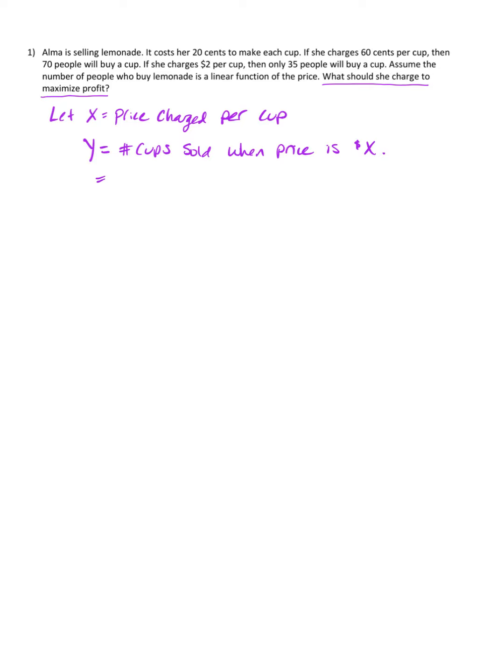Okay, so this means Y equals mx plus b, and we can find m and b in the usual way. We start by saying we have 2 points on this line. That was given. They told us that when the price is 60 cents, 70 people will buy a cup, and when the price is $2, 35 people will buy a cup. So we have 2 points. 2 points determine a line. We always start by finding slope.